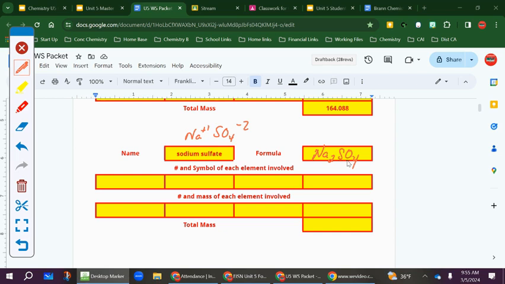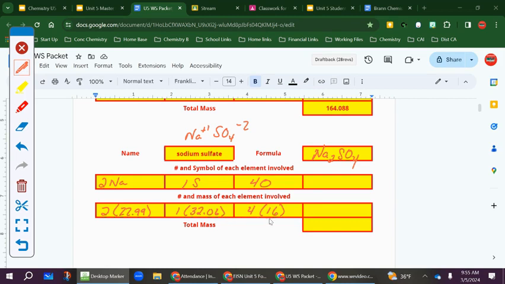Great point. So, how many sodiums? Okay, so we got 2 Na. How many sulfurs? 1. How many oxygens? 4. So down here, we're going to put 2 times the mass of each sodium. Then we're going to take 1 times the mass of sulfur, 32.06. Then we're going to take 4 times the mass of oxygen, 16.